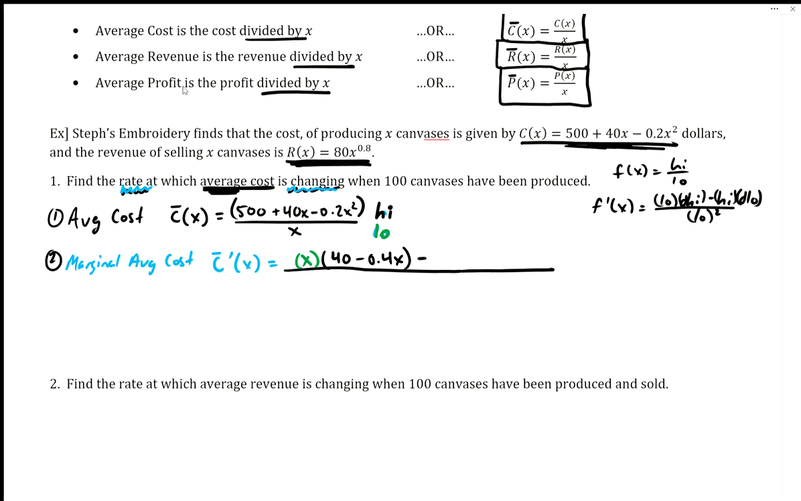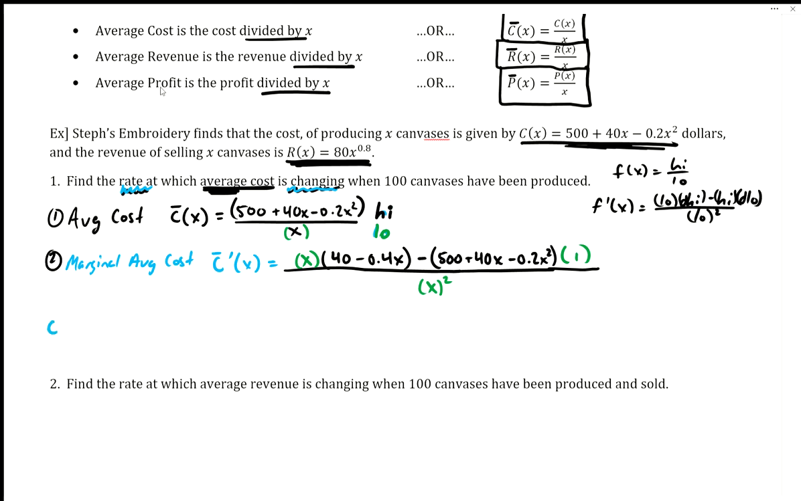And then we've got our minus, the high function. I need a bigger fraction. The high function is the 500 plus 40x minus the 0.2x squared, times the derivative of the low. Our low function is x, so its derivative is 1. All over our low function squared. So that's our second step, and then we should clean it up.